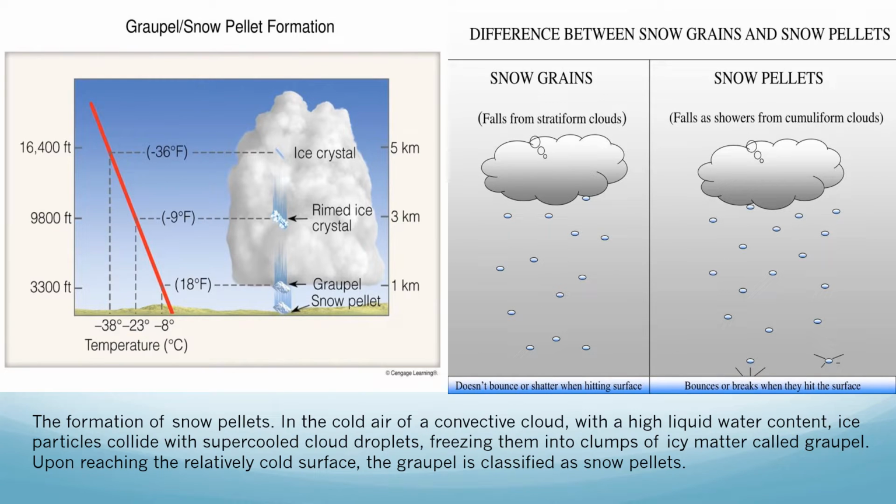So to understand how snow pellets form, we should consider the cumulus congestus cloud with a high liquid water content. In this case, the freezing level is near the surface, and since the atmosphere is conditionally unstable, meaning the environmental lapse rate is in between the moist adiabatic lapse rate and the dry adiabatic lapse rate, the air temperature drops quickly with height.